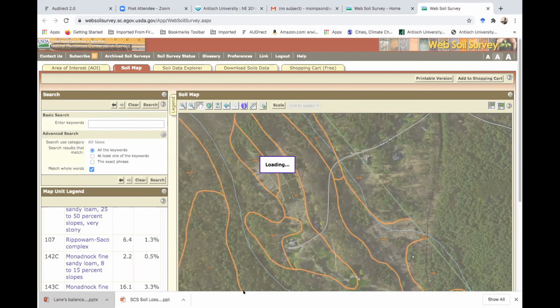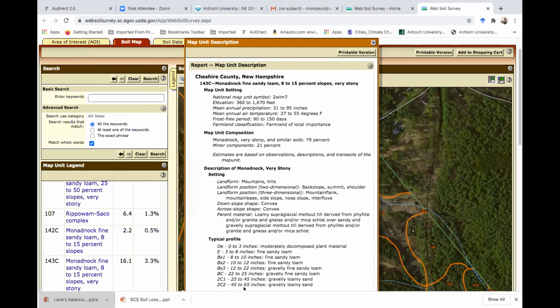Well, it may not come up and we may have to move on, but basically what it will do is give you the description that's found in the Soil County Survey, which is very detailed. There it is. Okay. So it says, here's the setting where you find these soils, mountains and hills. Landform position, that is, where is it? It's the back slope, summit and shoulders of those.